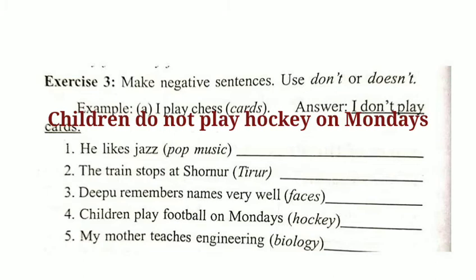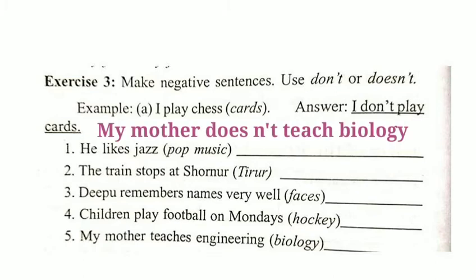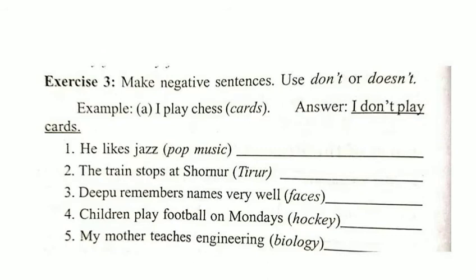Then the fifth and final sentence: my mother teaches engineering. Here teaches is the verb. That means does plus teach becomes teaches. So my mother does not teach biology. In these sentences, all the rules connected with how to make a negative sentence are applicable here as well. You have to watch the previous video related to negative sentence making in English.